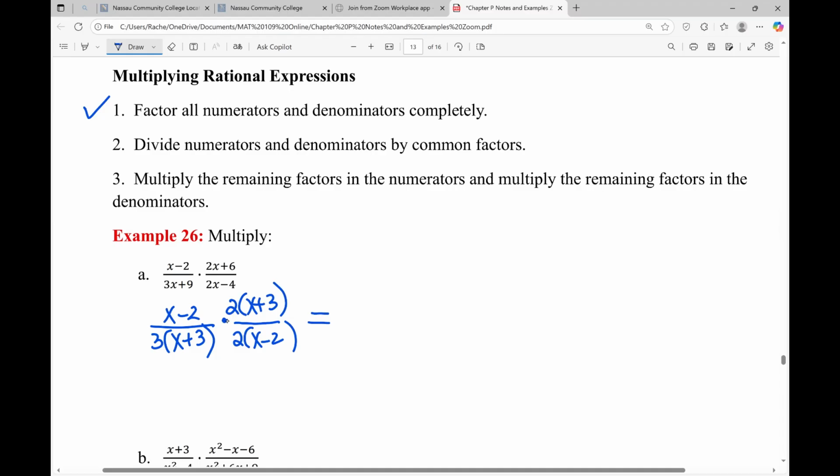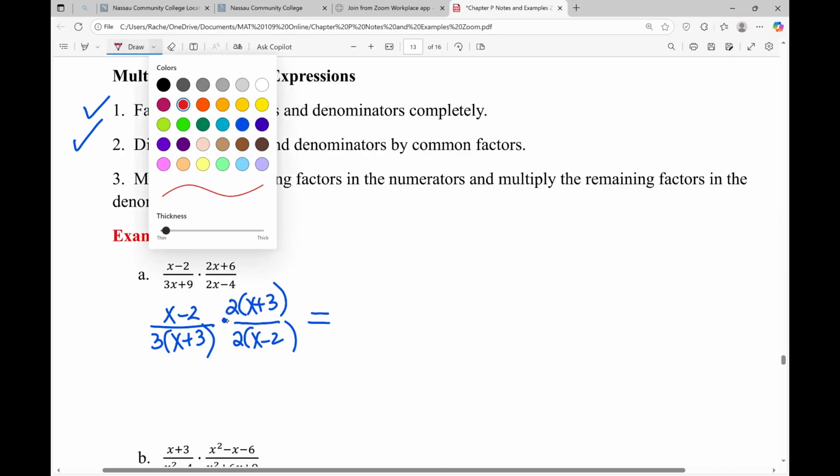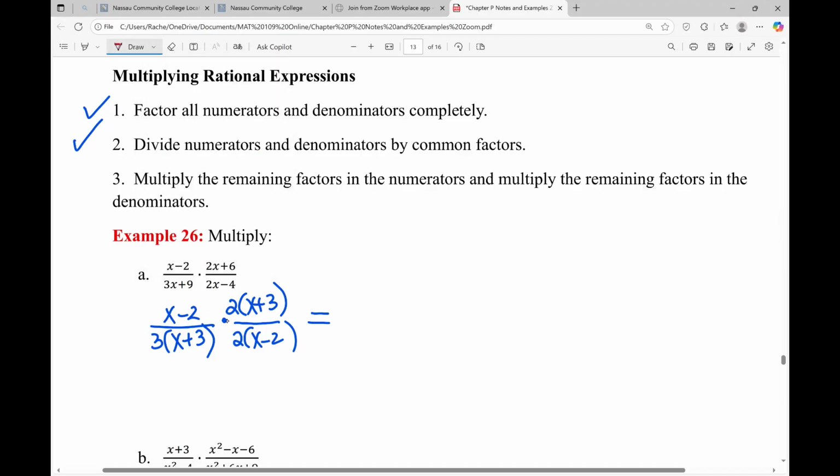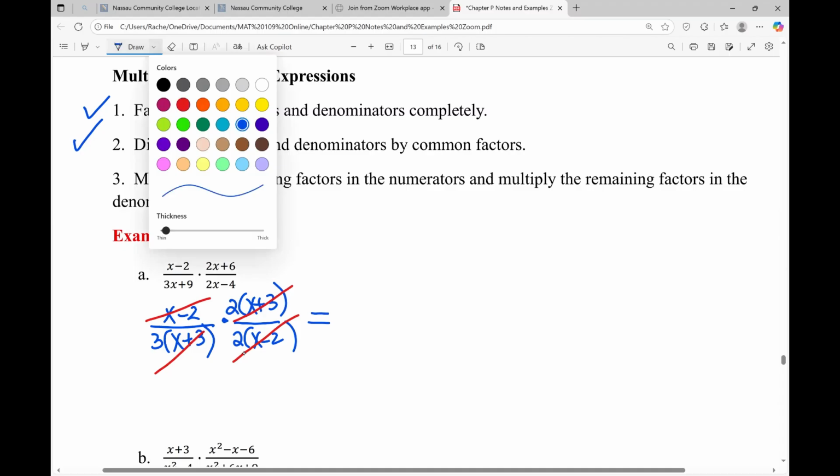Now what I want to do is divide the numerators and denominators by any common factors. So it's 1 to 1. For every one factor you see in the numerator, you can reduce that, or cancel it, or divide it by that same factor in the denominator. So look, here's an x minus 2 in the numerator, and here's an x minus 2 in the denominator. I also have an x plus 3 in the numerator and an x plus 3 in the denominator, so I can divide those out and I get 1.